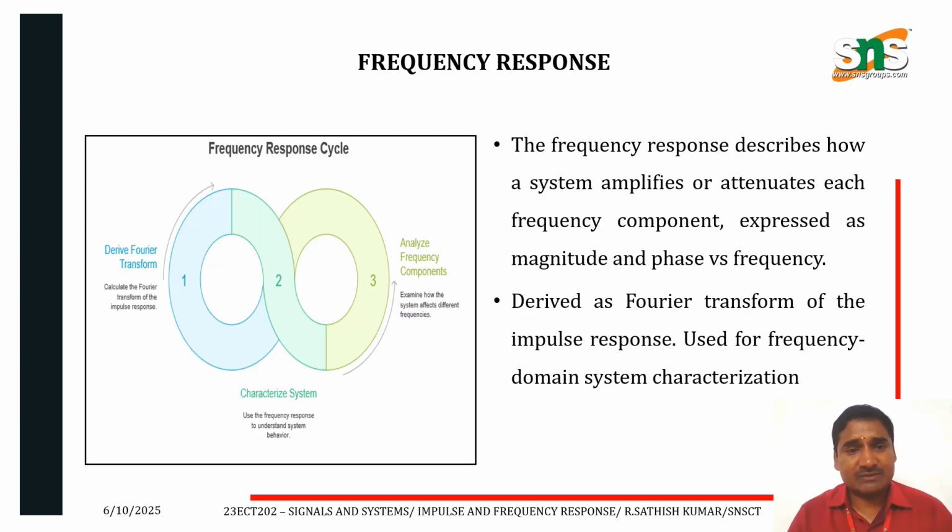Next one, frequency response. First, we are going to derive the Fourier transform to characterize the system and analyze the frequency components of the signal. The frequency response describes how a system amplifies or attenuates each frequency component, expressed as magnitude and phase versus frequency. Derived as Fourier transform of impulse response, used for frequency domain characterization.